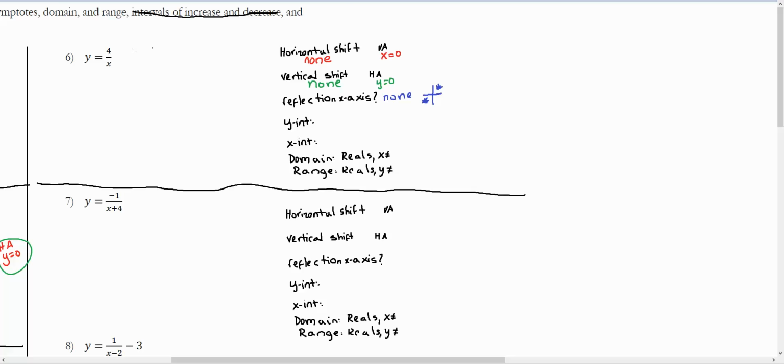All right, it's time to sketch it. You draw your x-axis, your y-axis, and then you plot your asymptotes. So we do at x equals 0.